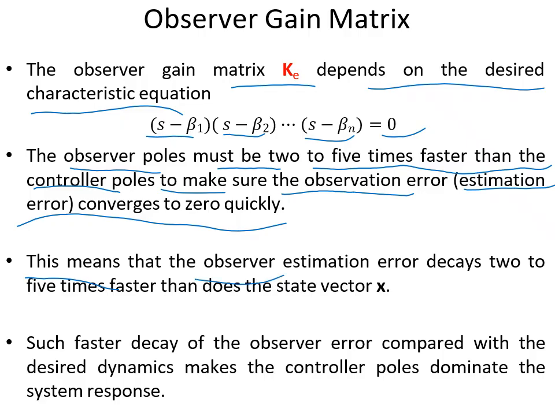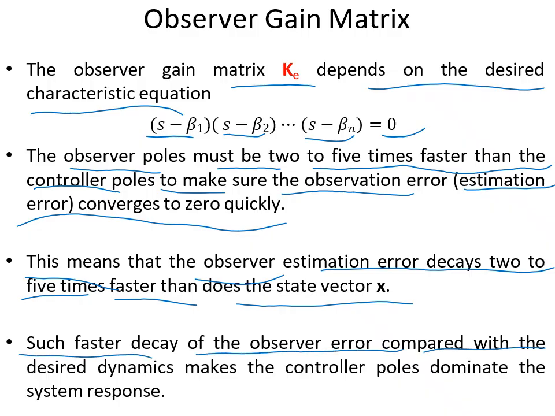This means that the observer estimation error decays 2 to 5 times faster than the state variable. Such a faster decay of observer error compared with desired dynamics makes the controller poles dominate the system poles. The controller poles will be the dominant poles in the system.